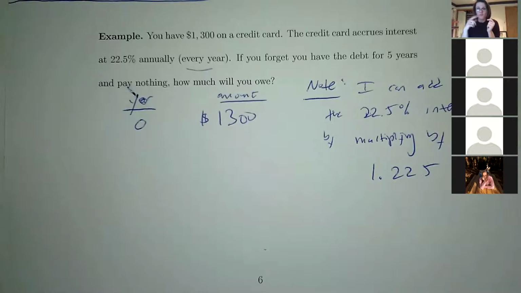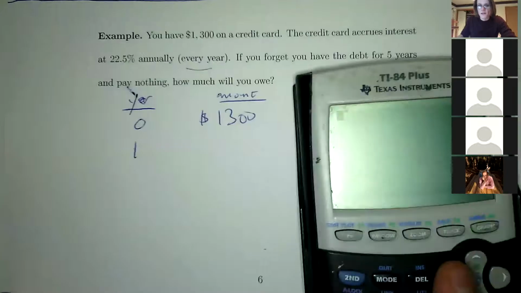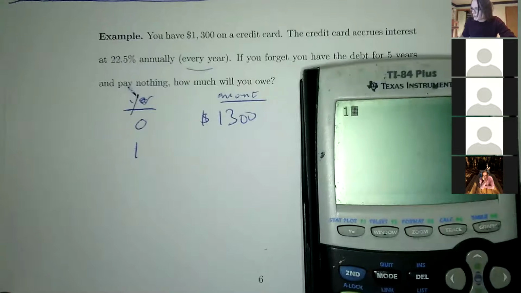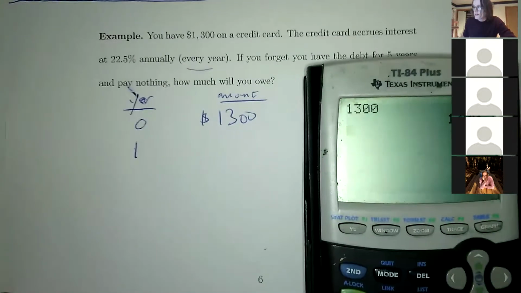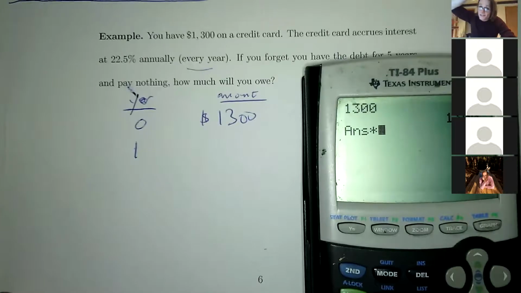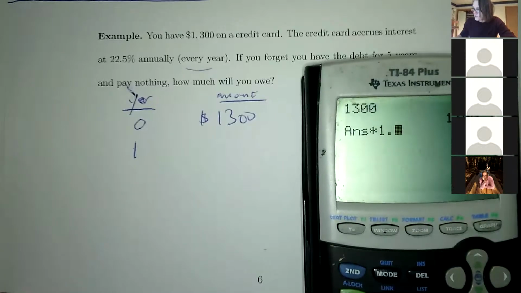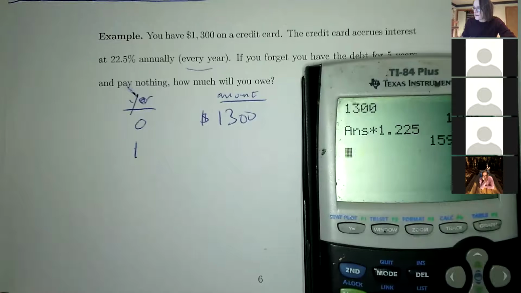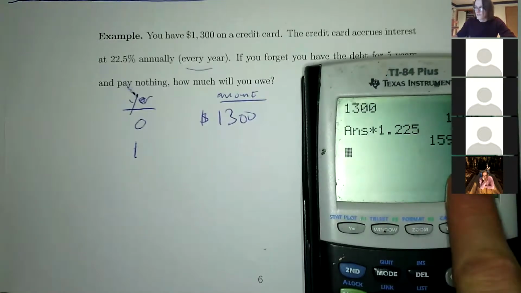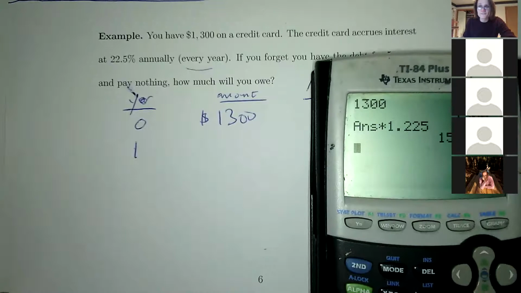And then we'll just do this iteratively. The first year we'll do it, the next year we'll do it, and we'll do it for 5 years. All right, so year 1, let's see what happens. If you have a TI calculator like this, there's a really quick way to do it. You can do 1,300, press enter, and then press times. When you press times or any other operation without anything on the screen, it will assume you want your previous answer. That's what answer is. And I'll do 1.225. And so that's my next year. At year one, I owe $1,592.50.